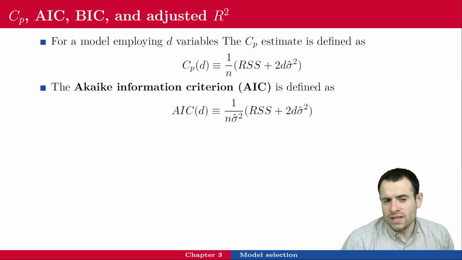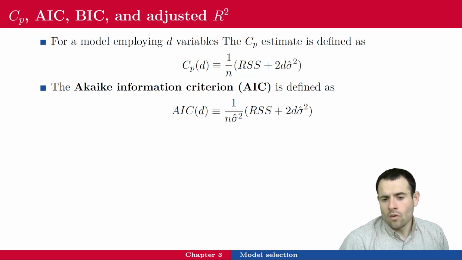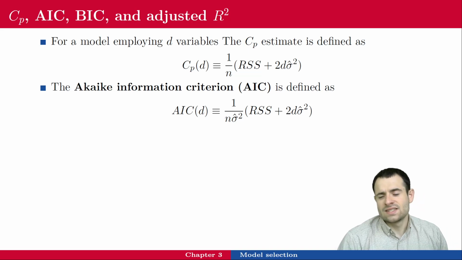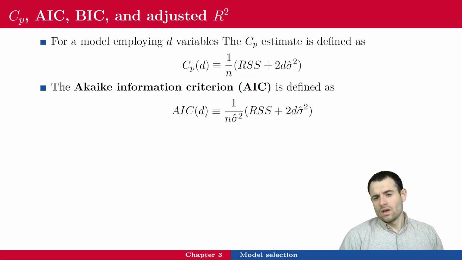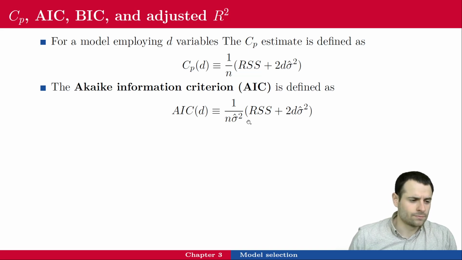Another criterion is called the Akaike information criterion. Akaike is a famous Japanese statistician who came up with the following formula: 1 over n sigma hat squared times RSS plus 2d sigma hat squared. It is exactly the same as the previous criterion, but the 1 over n at the front is replaced by 1 over n sigma hat squared.